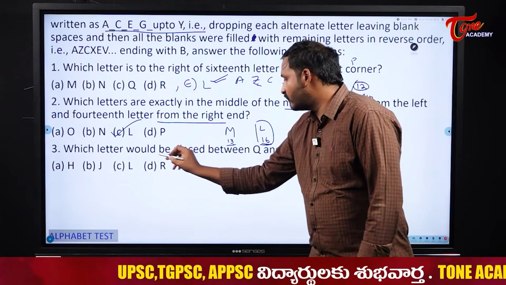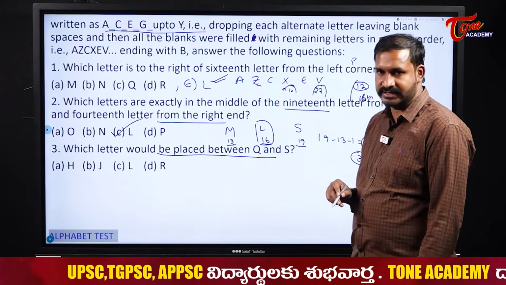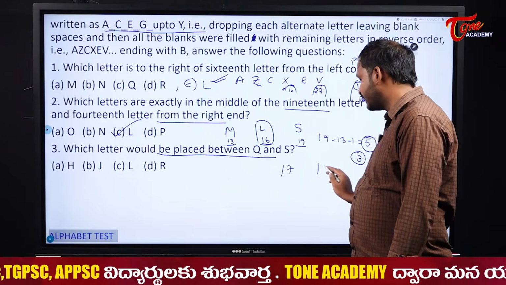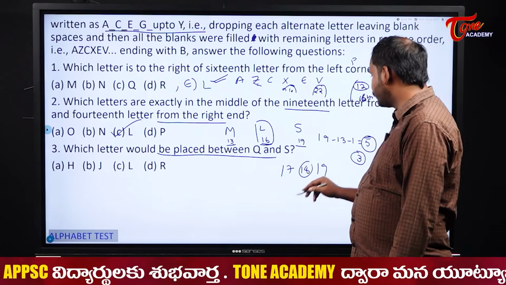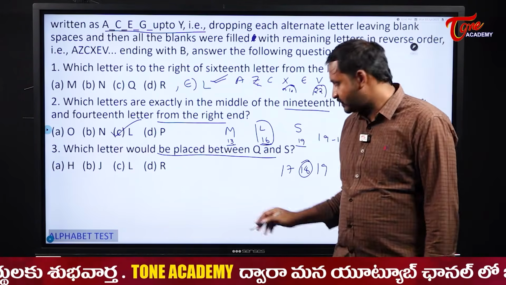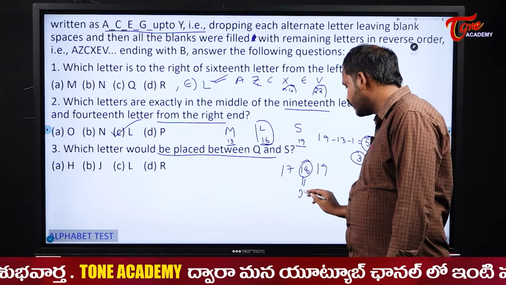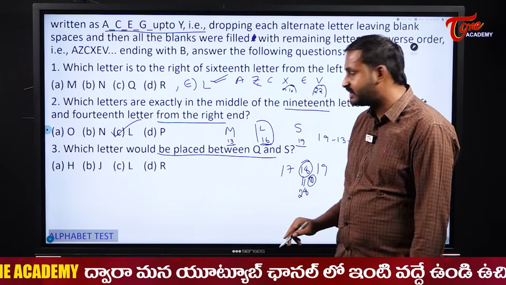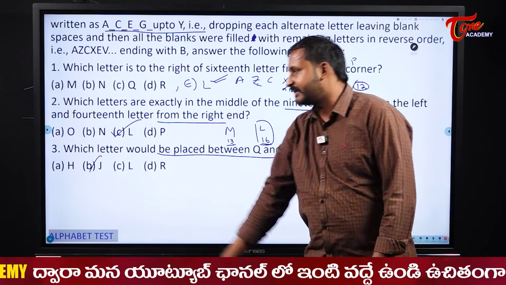Next, which letter would be placed between Q and S? Q is 17th alphabet. S is what for me? 19th alphabet. So 18th one. Just now we calculated, 16th one is L. So 18th one. 18 plus what should the sum be? 28, right? To become sum 28, what should be added here? 10. So what is the 10th alphabet for me? J. So my answer here will become J.